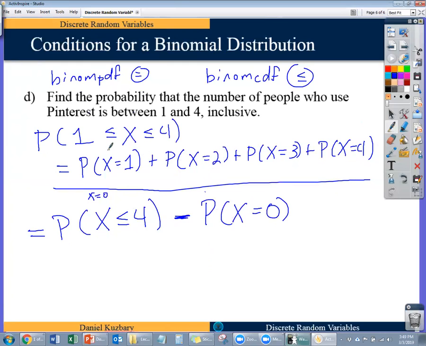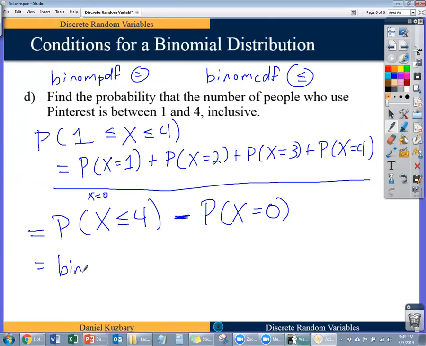Like I said, if you don't like this trick, do it the long way, and it's perfectly fine. You'll get the answer. But what I did was I changed this into x less than or equal to 4, which would be all 4 of these numbers plus 0, which I don't need, so I'm taking that away. I'm only doing this in two calculations instead of 4. I like doing fewer calculations because the fewer calculations you do, the less likely you are to mess up, and the less round-off error you're going to have.